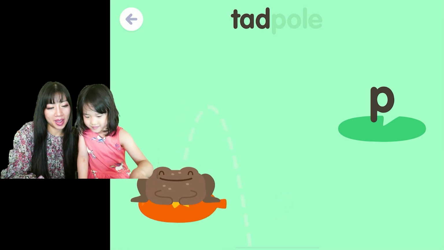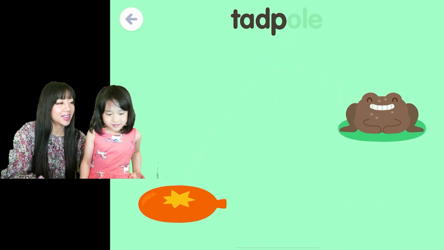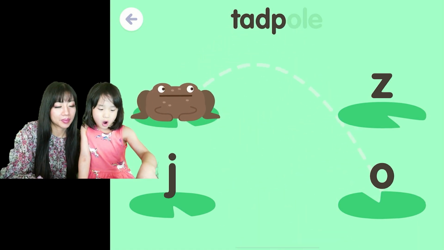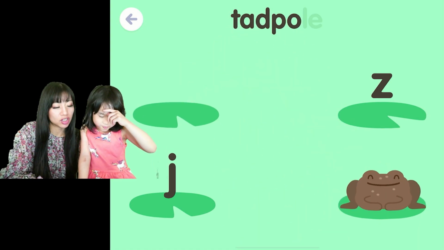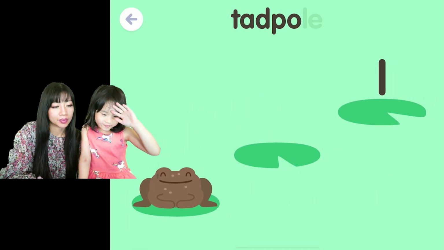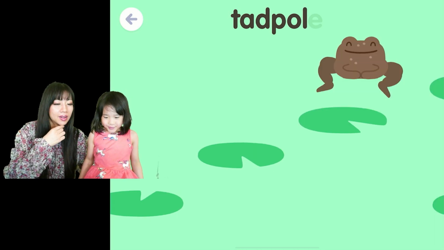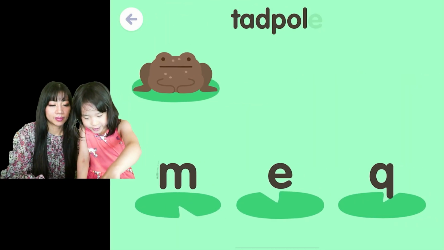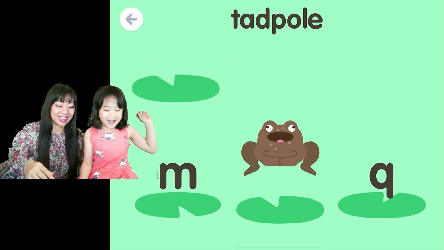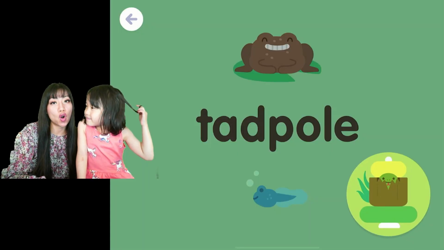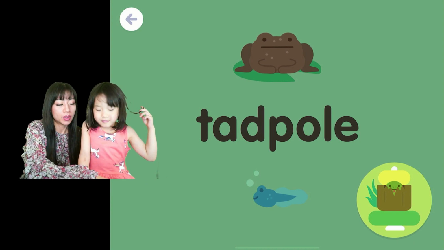Another one for him. P. I don't hear you. P, P. Good. P, P, P, O. Oh, wow. Good job, Ella. What's this? L. L. And then E. E, E, E. Don't sit on my back. Tadpole. I said tadpole. Oh, what's this?